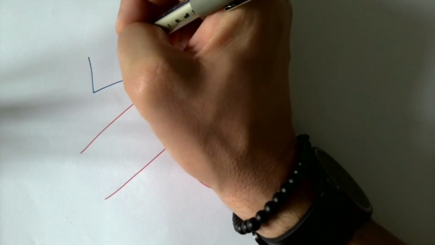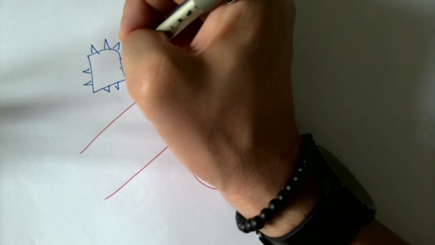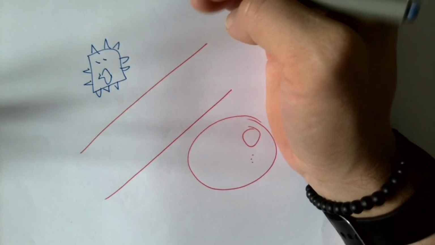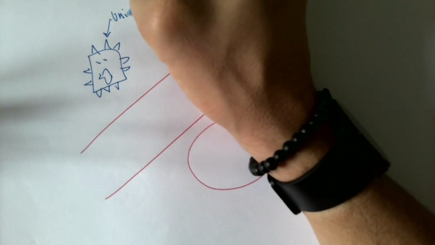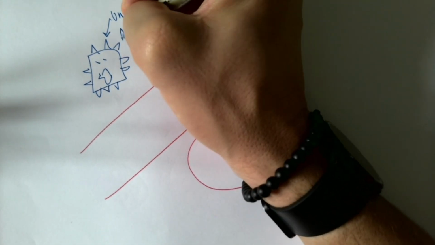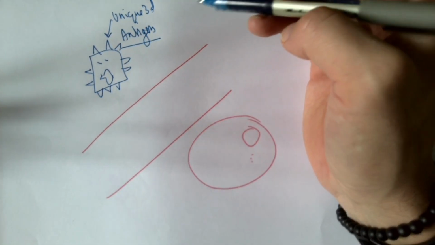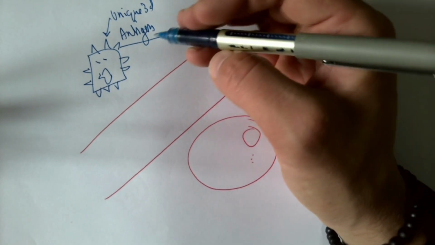Now, let me introduce you to the villain of this story. This here is a bacterial cell. A bacterial cell is a prokaryote. They don't have nasty faces like this, but what they do have is this unique three-dimensional shape, and this is called an antigen, and this word you do need to know. Antigen. It's a protein, and it sits in the cell wall of the bacteria. It's unique to that bacteria.